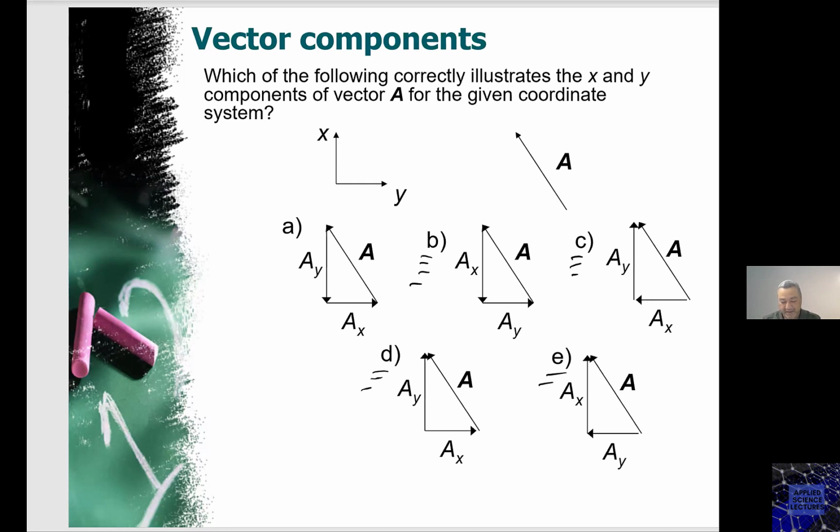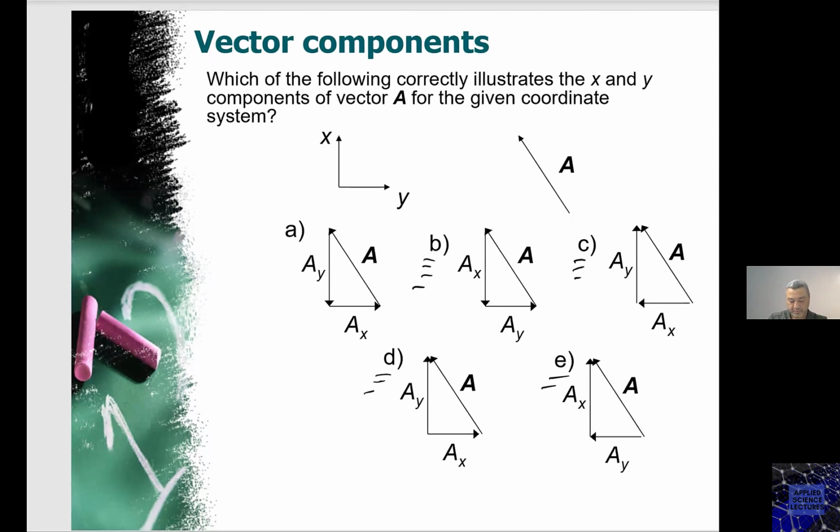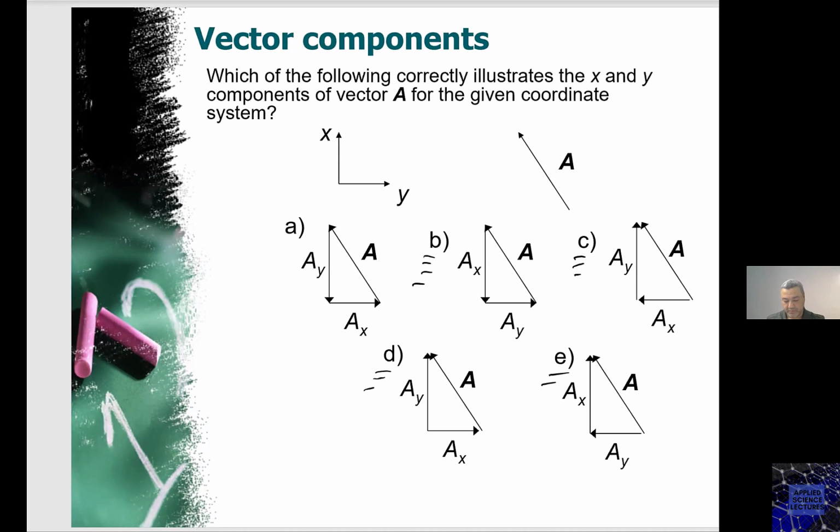Okay. So why is it not A? Because AY and AX are in the wrong place and they're pointing in the wrong direction. Okay, that's a good start. What about B? The AY and the AX are on the wrong sides. Okay, I agree with you.